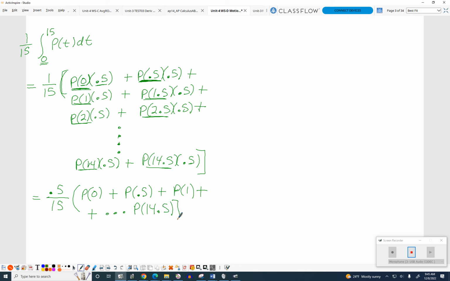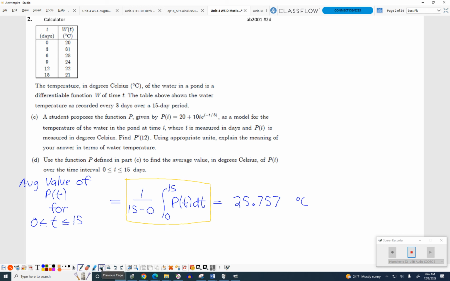What's the fraction that is exactly the same thing as 0.5 over 15? There we go, Brooklyn. 1 over 30. So that's how the calculator is able to add up 30 different values of temperature and divide by 30. So it's basically just like an average. It's just an average, and it's not a kind of average. It's an exact average.